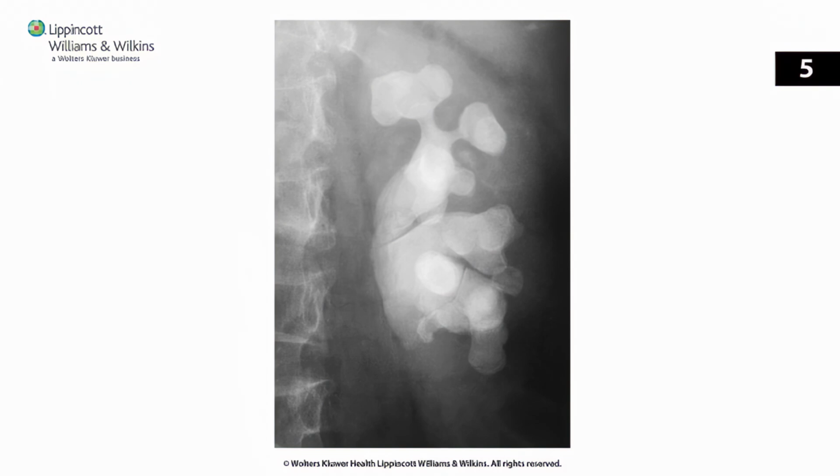These staghorn calculi can cause obstruction of urine, which further promotes Proteus growth, which increases the secretion of urease, which increases the alkalinity and further enhances stone formation. So you can see how this just turns into a vicious cycle that can actually destroy a kidney. So remember, Proteus, urease, and struvite stones.